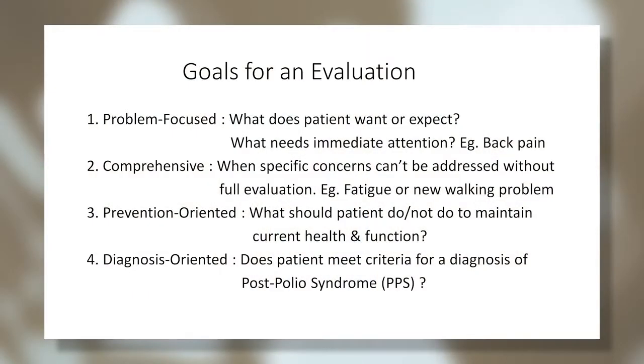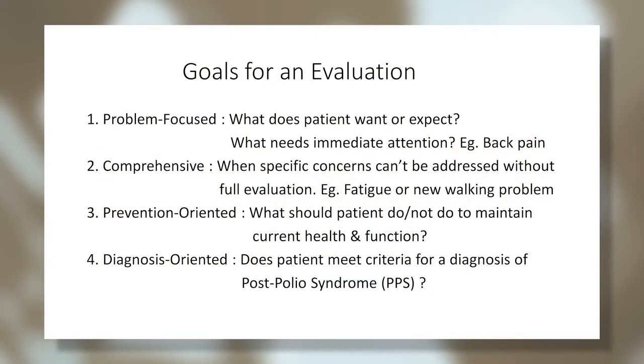A third goal would be a prevention-oriented evaluation. Sometimes that's surprising, where a patient comes in and says, I'm doing all right, but I've been reading about post-polio syndrome and the problems of older polio survivors, and I want to know what I can do to maintain my current state of health and function. And then a fourth goal could be one that's more diagnostic-oriented. The scenario would be a post-polio patient saying, I've been really worried about whether I have PPS, or I've seen someone who thinks I might have PPS, PPS being post-polio syndrome.